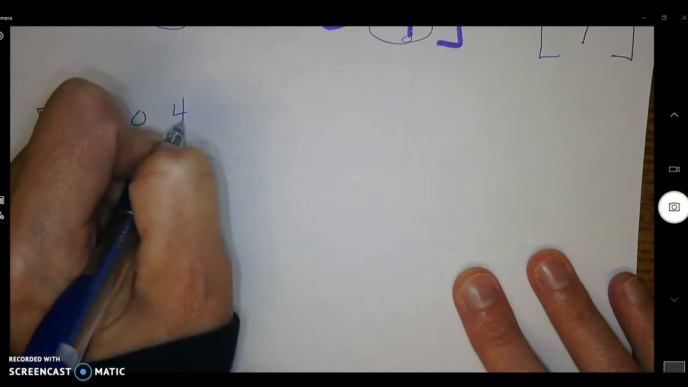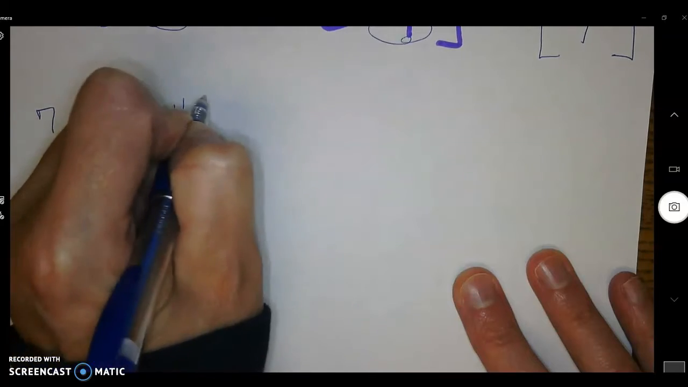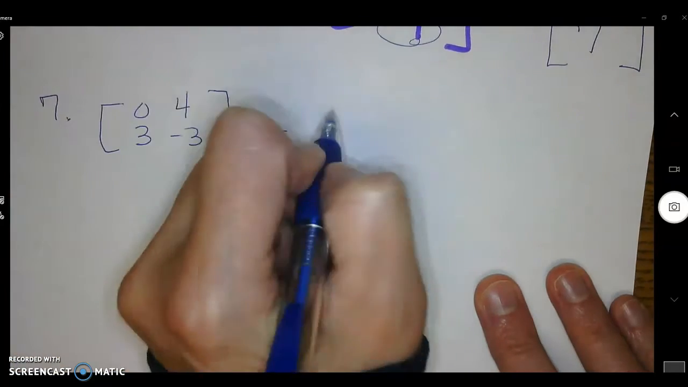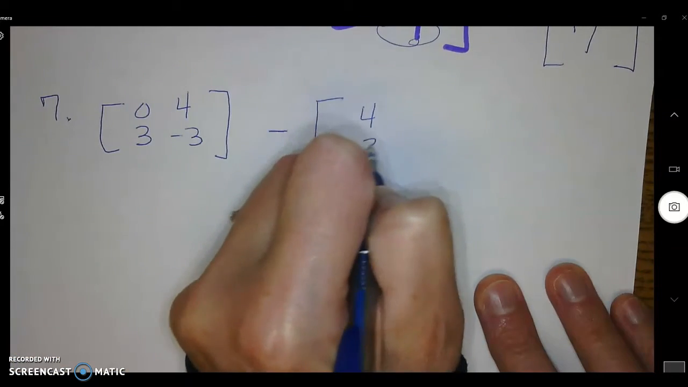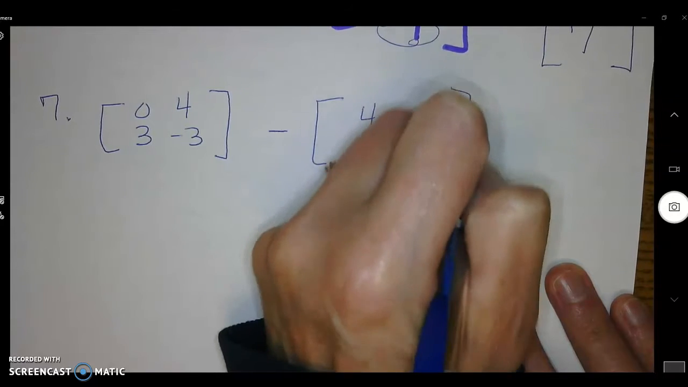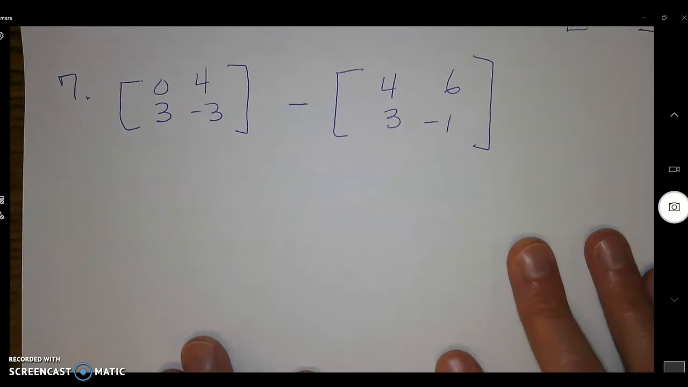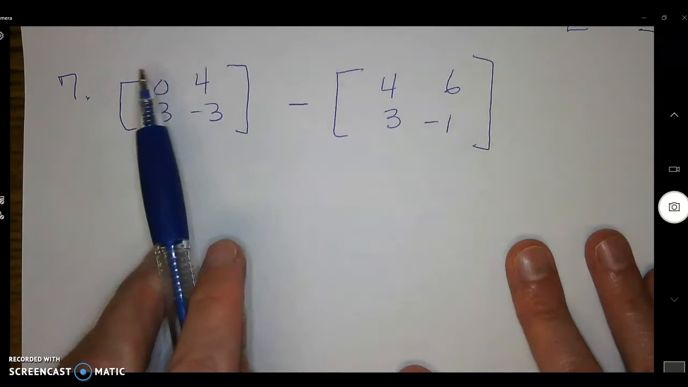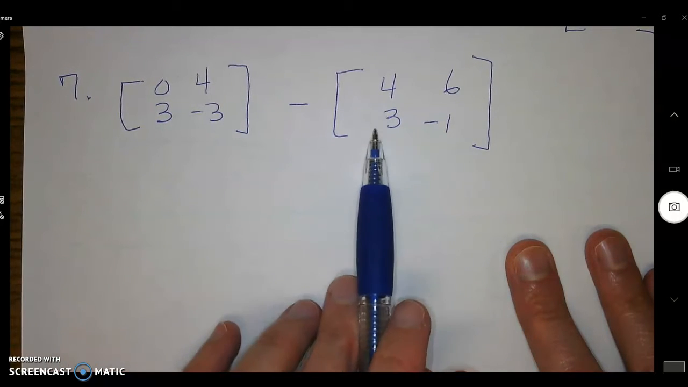So 0, 4, 3, negative 3. Minus 4, 3, 6, negative 1. Be very careful when you're subtracting. You want to make sure that you're watching your signs. That's going to be the biggest trouble with these. So let's go very slowly and take your time. 2 rows, 2 columns, 2 rows, 2 columns.